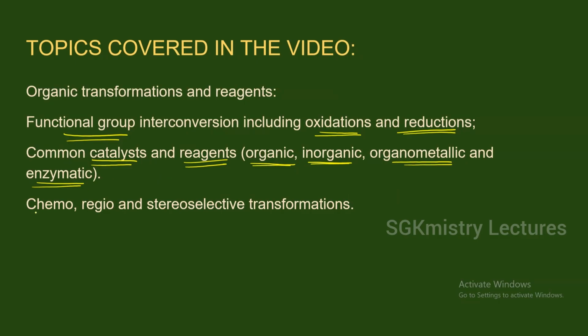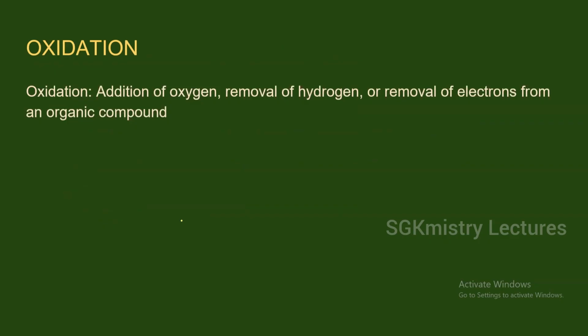And specifically, we'll also be covering chemo, regio, as well as stereoselective transformations. We'll be learning more in detail about these different types of transformations, that is chemoselective, regioselective, and stereoselective transformations, with suitable examples and explanation for each of them. Along with this, we will also be learning about important reactions such as the Shapiro reaction, Chichibabin reaction, and Stork enamine reaction. So let us start with understanding oxidation.